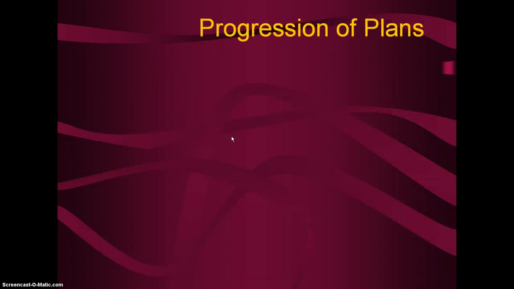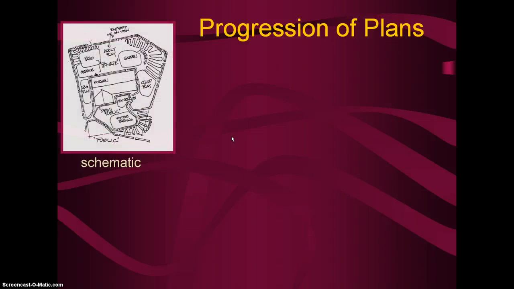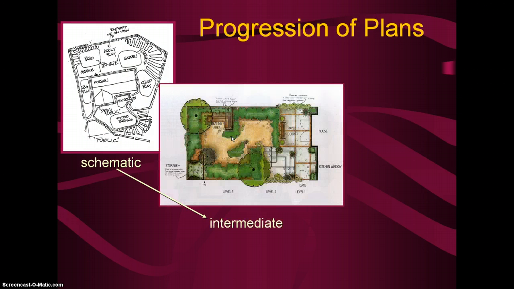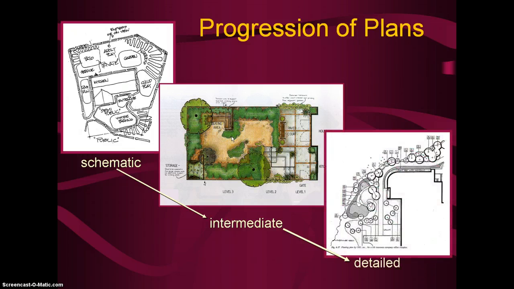So just to look at the progression to finish off, you've got your basic schematic or your bubble diagram, and this can also lead to, or be replaced by, what I call the intermediate plan. Then of course you can move from there to the more detailed plan with specific plant material on there and the list that accompanies it.